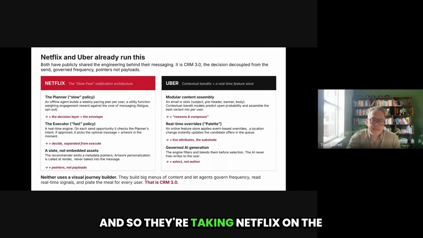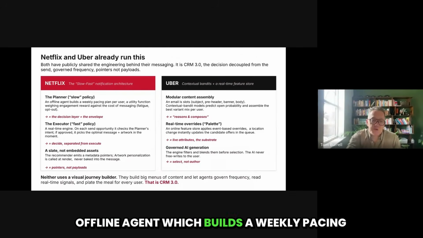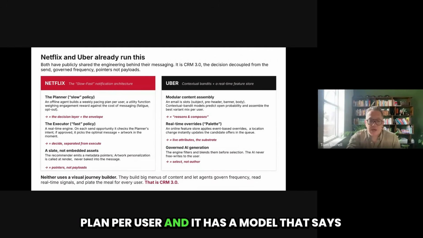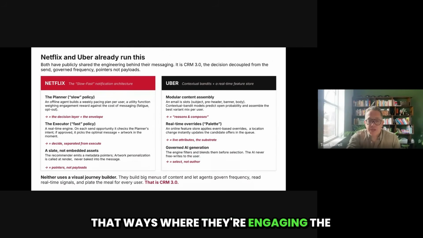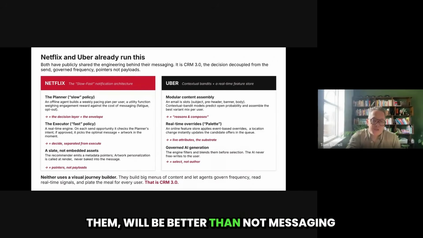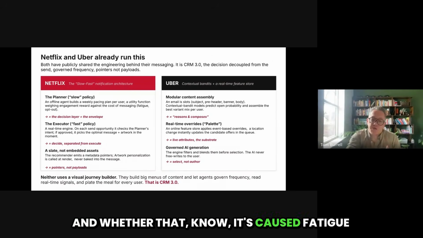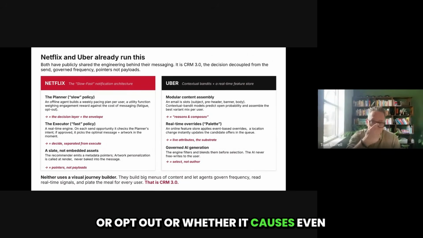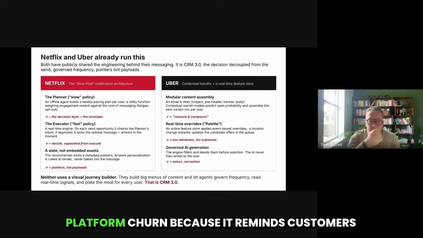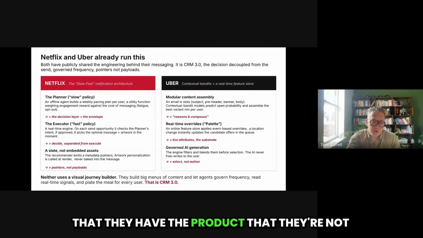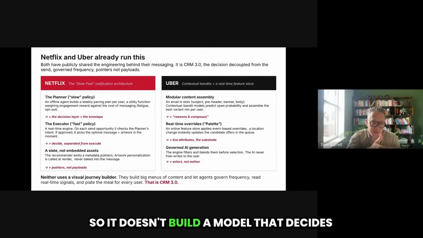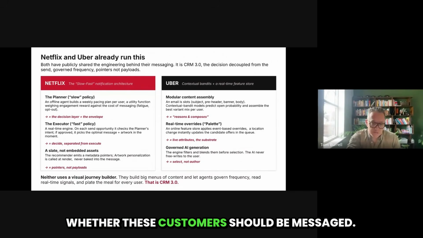And so, taking Netflix on the left-hand side, they have an offline agent which builds a weekly pacing plan per user, and it has a model that weighs whether messaging the customer will be better than not messaging them, and whether it causes fatigue or opt out, or even platform churn because it reminds customers that they have a product they're not using. So it builds a model that decides whether this customer should be messaged.